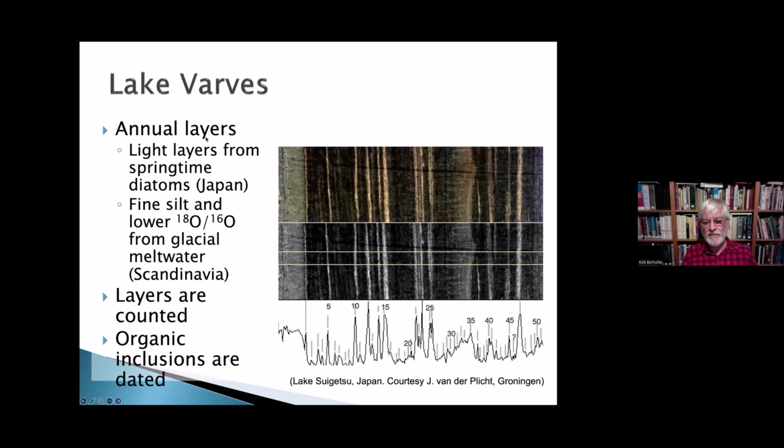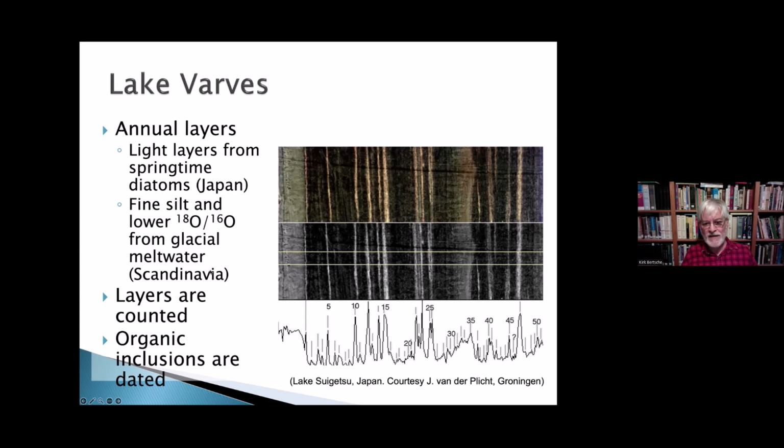And we can extend it even beyond the 14,000 years by lake varves. There's some lakes that have annual layers, just like trees. This one in Japan, Lake Suigetsu, has annual layers because of the flora around the lake. Well, the diatoms, I guess. Springtime diatoms make these layers in the lake. It's not flora, is it?